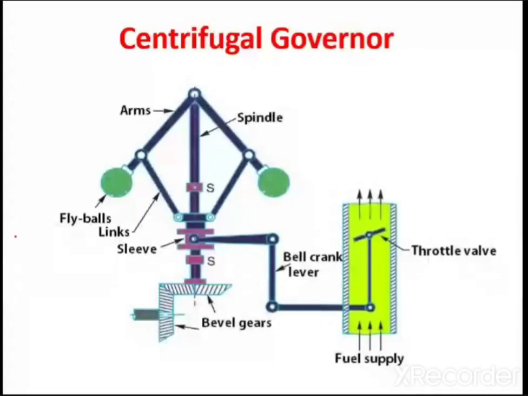Okay, so basically you have to just understand: load increases, speed decreases. Then what happens to the Fc? What happens to the sleeve? Is the sleeve moving upward or downward? Is the throttle valve at the minimum position or the maximum position? Does the fuel supply increase or decrease? That is all about the centrifugal governor. So I hope you have understood this.